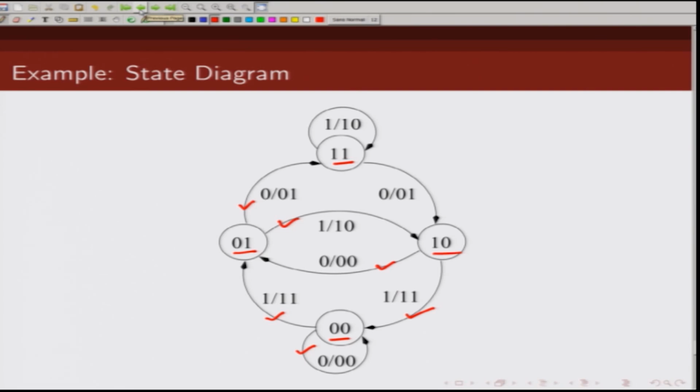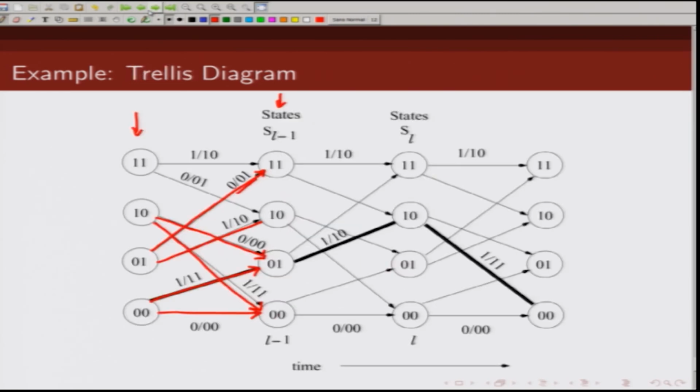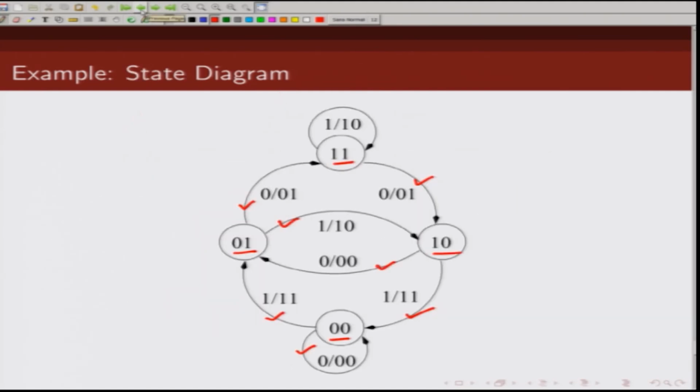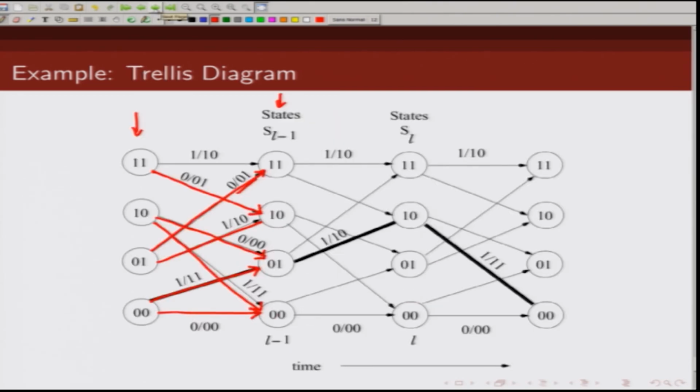The only thing left is when you are in state 1 1. When you are in state 1 1 and you get a 0, you move to state 1 0 and the output is 0 1. And finally, when you are in state 1 1 and you get a 1, you remain in state 1 1 and the output is 1 0. So, that is this line. Note that in this trellis section, I have drawn the same information as I had in my state diagram.